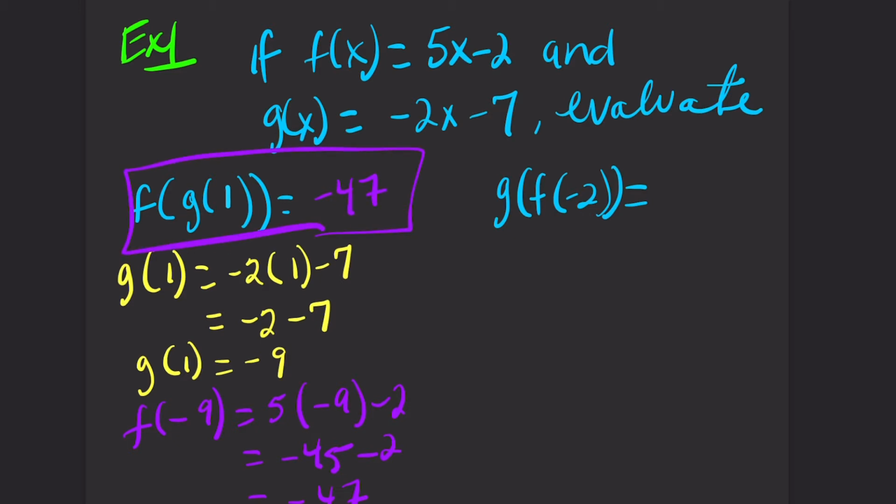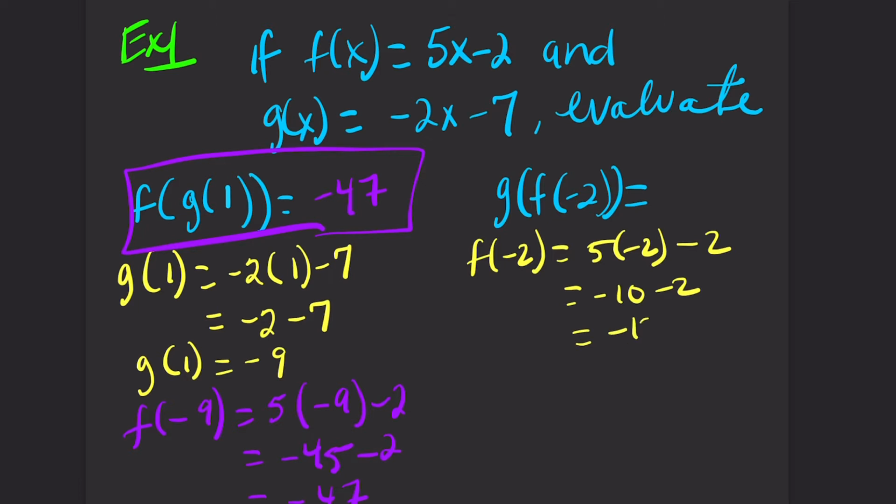Let's try the second example. So the second example is g of f of negative 2. So remember, you always start with the inside, and the inside is f of negative 2. And once we get that, we are going to substitute that into our g of x. So let me start with the inside and substitute negative 2 every time I see an x for f of x. So if you simplify, 5 times negative 2 is negative 10. Bring down your minus 2, you get negative 12. So f of negative 2 is equal to negative 12.